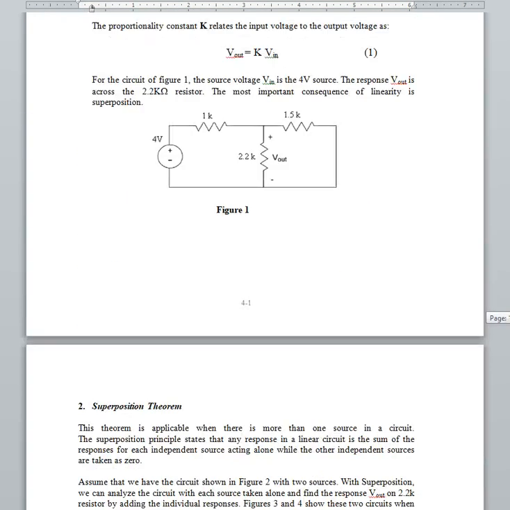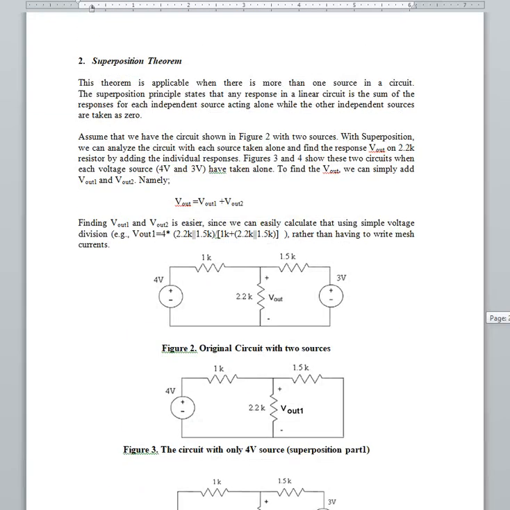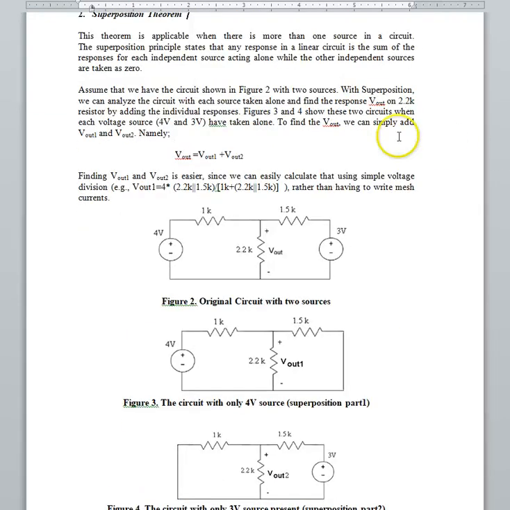Now the most important part is the superposition theorem. This theorem is very useful if you have more than one source in the circuit. So to find a given response, what you normally need to do is to write loop equations or node equations to solve. But for some circuits, we can use the superposition theorem and solve this very quickly.